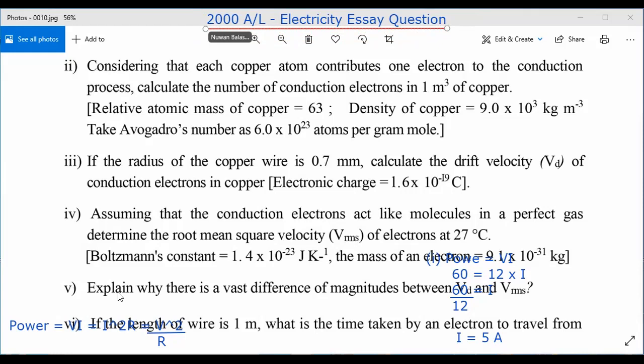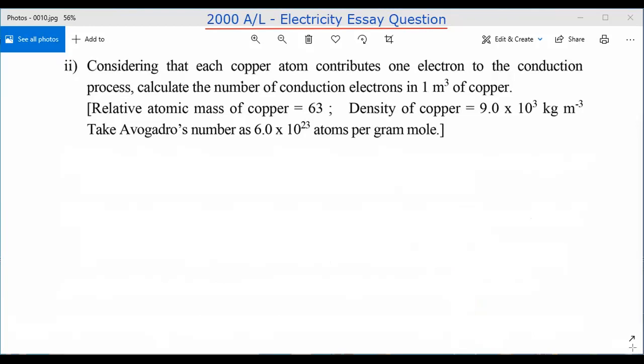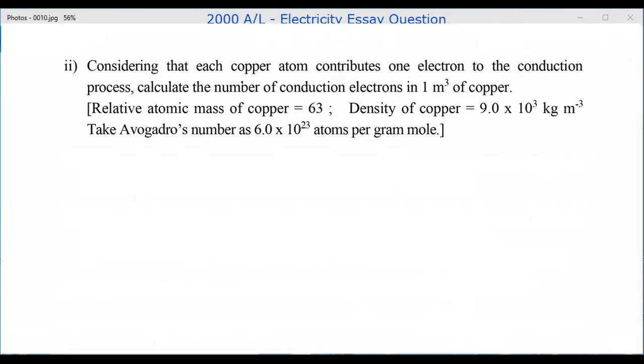Right, what are the given data? Considering that each copper atom contributes one electron to the conduction process, calculate the number of conduction electrons in 1 cubic meter of copper. It's given, right? Each copper atom contributes one electron to the conduction process, it means one copper atom will give one free electron. That's the meaning. So we should give a try.